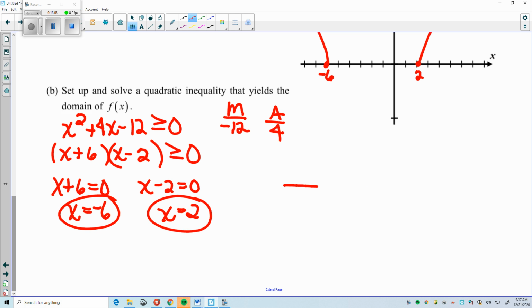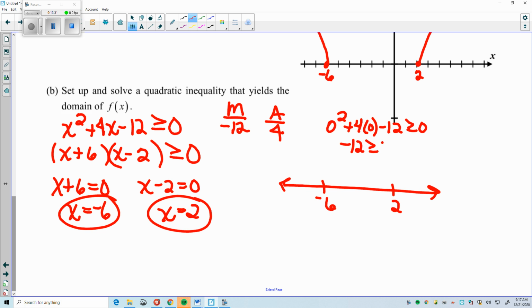Okay, when we have solved these in the past, we've put these on a number line, and then we've tested. I always like to test 0. That's kind of a nice one. So if we were to test 0, we would have 0 squared plus 4 times 0 minus 12. And we're trying to see, is that greater than or equal to 0? And if we simplify, I get -12 is greater than or equal to 0. And that's false. So that means that this section here is false, this is true, and this is true.